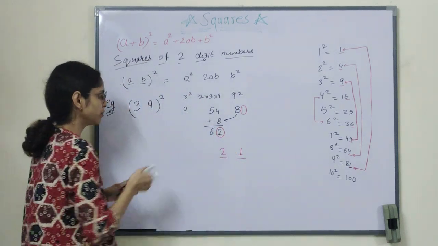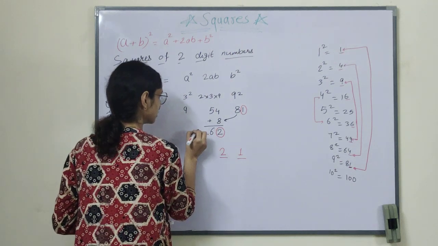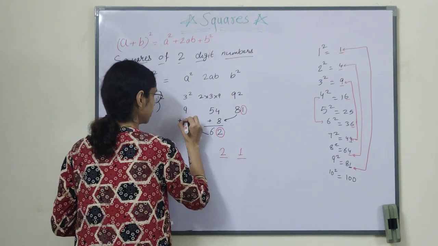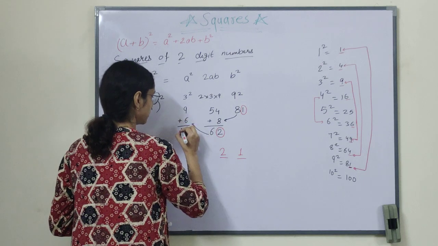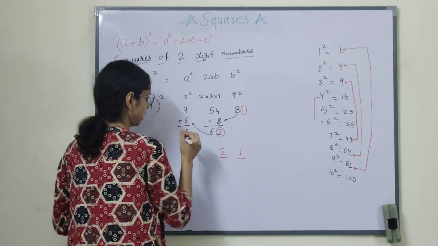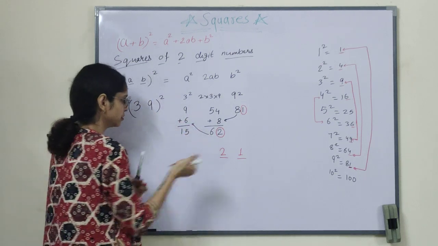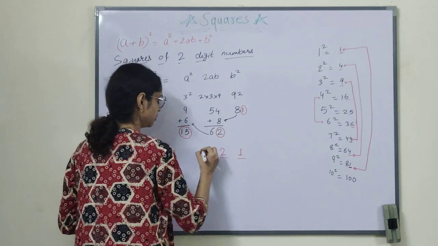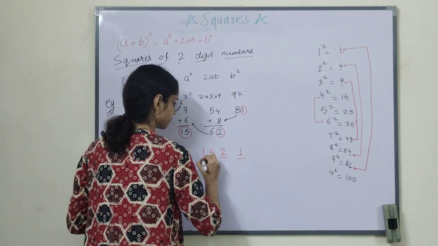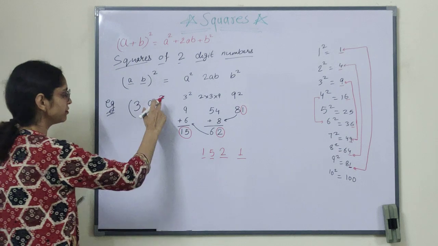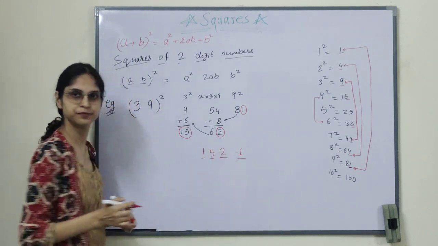Alright. Now what will happen to 6? 6 will go here, and 9 plus 6 is 15. And this entire 15 we write as it is. So the square of 39 is 1521.